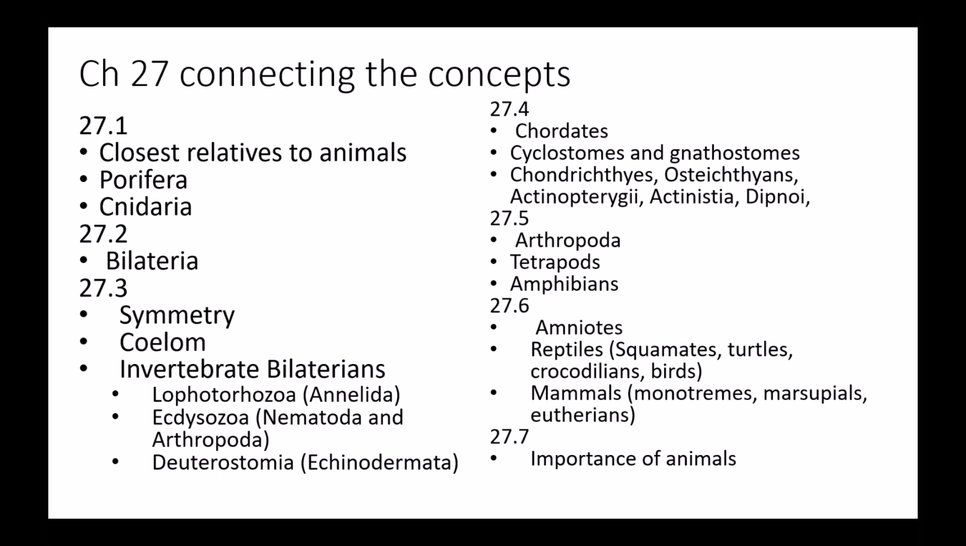So reptiles include squamates, which is lizards and snakes, turtles, crocodilians, and birds. And then mammals, we've got monotremes, which are egg-laying mammals. Marsupials have really underdeveloped young that have to make it to the marsupium to develop further, so they have a pouch. So like a kangaroo is a marsupial. And then eutherians, those are placental mammals like we're placental mammals, or a dog is a placental mammal, or an elephant's a placental mammal. And then that's pretty much it for chapter 27.